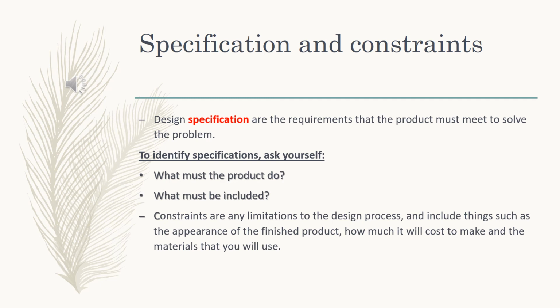To identify specification, you need to ask yourself this again: what must the product do? It must take pictures from above. What must be included? So you write a list of all the features. Then constraints. Remember I said constraints are any limitation to the design process and include things such as the appearance of the finished product, how much it will cost to make, and the material that you will use.